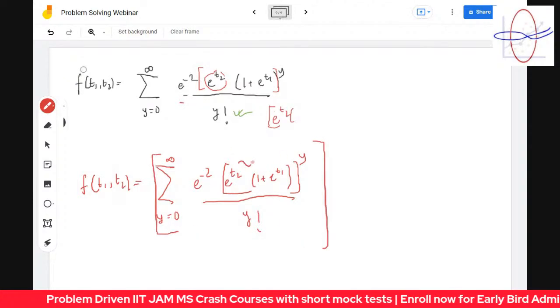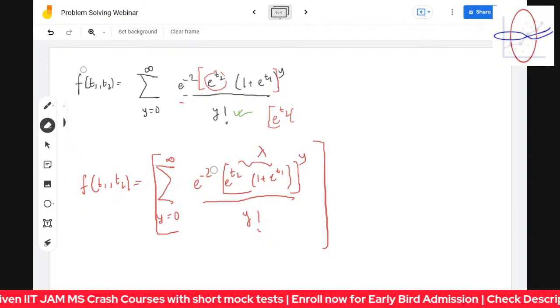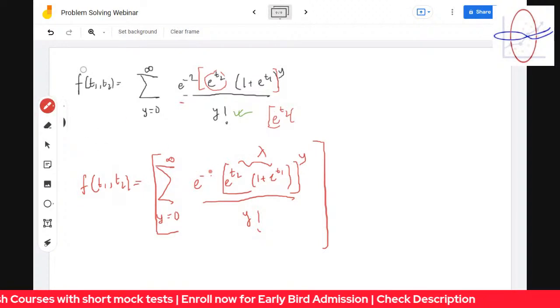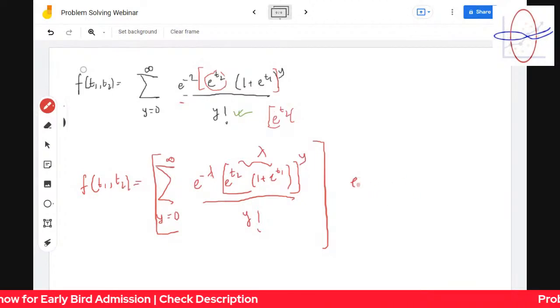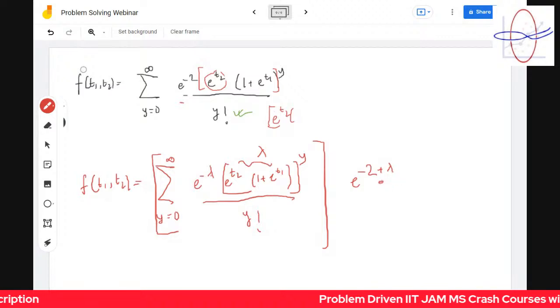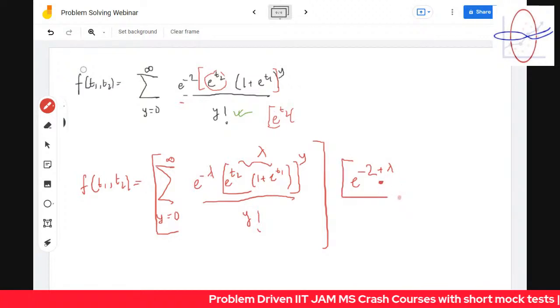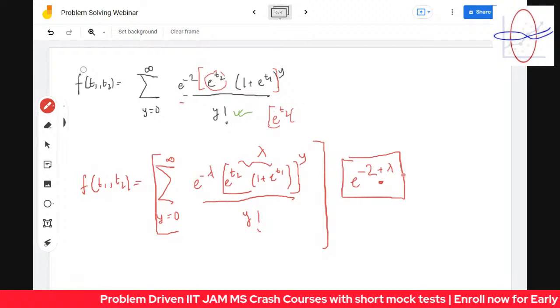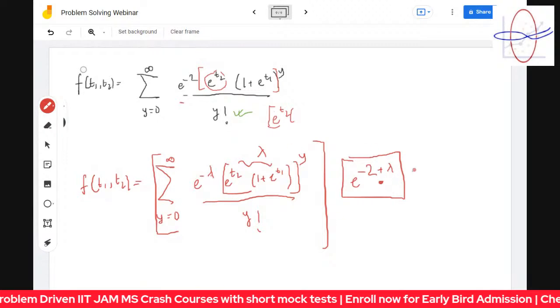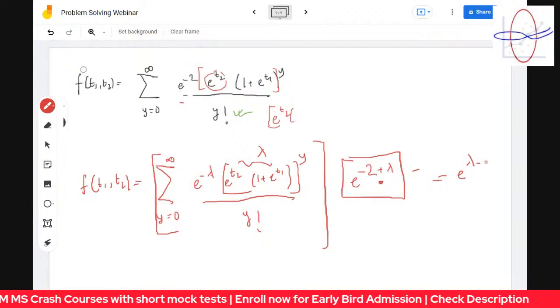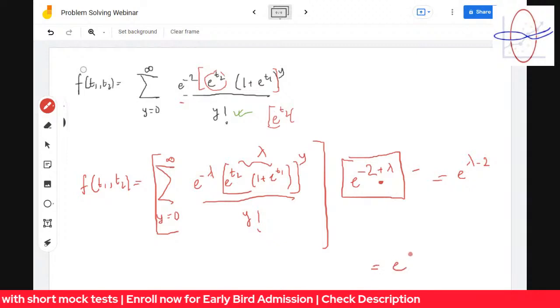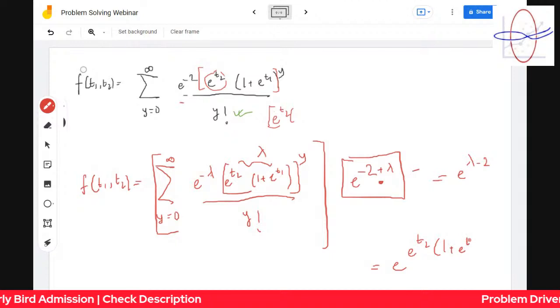So let's call this lambda. And here we have to make it lambda. So there was minus 2. So we take it outside, so e to the power minus 2 plus lambda. This is the extra part we need to do, right? And therefore this sum is 1. So this is turning out to be e to the power lambda minus 2, which is coming out to be e to the power t2 into (1 plus e to the power t1) minus 2.